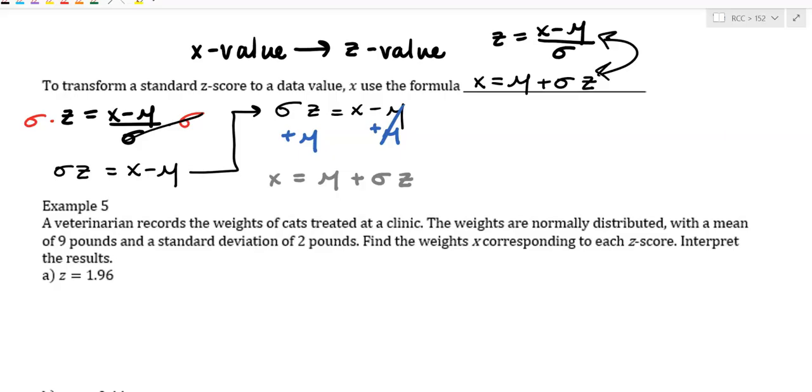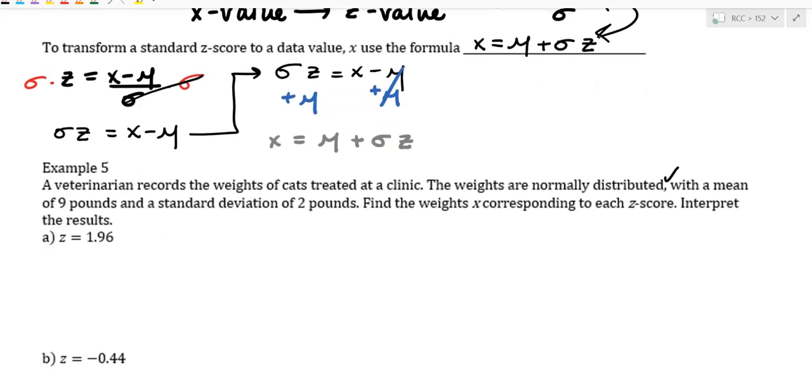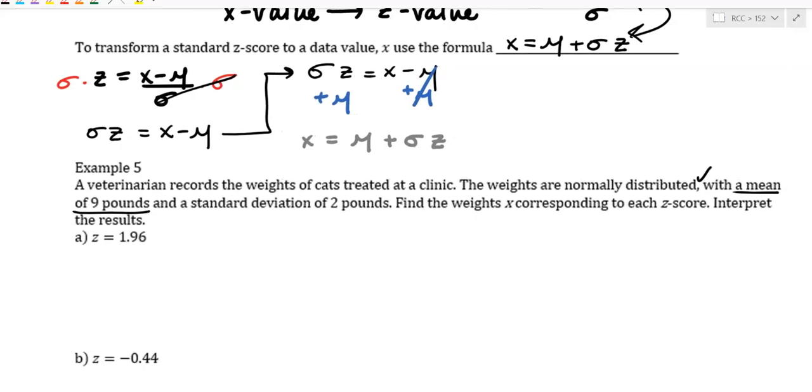So we have a vet who is recording the weights of his cats treated at his clinic. The weights are normally distributed. All that tells us is that I can draw a bell curve when I'm doing these problems. It means that my data is symmetric. With a mean of 9 pounds, let's go ahead and start jotting down some information. A mean of 9 pounds. That tells me that mu is 9. And a standard deviation of 2 pounds. That tells me that sigma is 2.